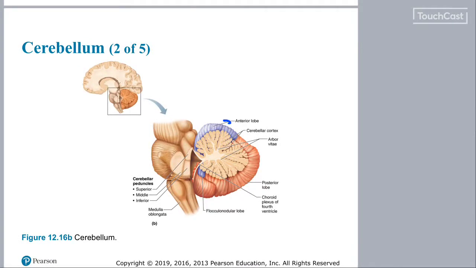So here we have our anterior lobe. Our cerebellar cortex is going to be this inside section here. So this arbor vitae, you can see, kind of has a branching tree pattern of white matter. We have our posterior lobe here, and then our flocculonodular lobe right there. One quick thing you can see too, it's really close to our medulla oblongata, and then we have these cerebellar peduncles too that we'll talk about here in just a second. So these guys right here.